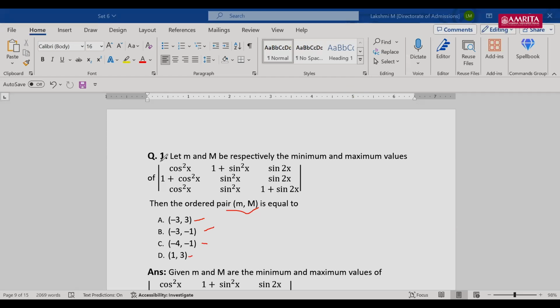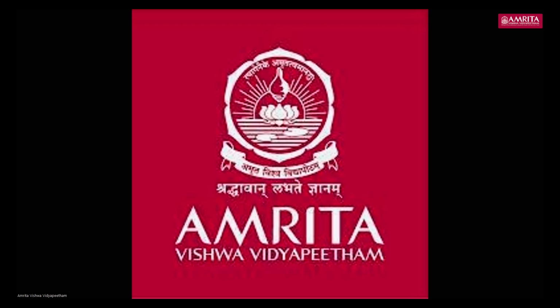I hope everybody has taken down this part: the determinant with rows cos square x, 1 plus sine square x, sine 2x; 1 plus cos square x, sine square x, sine 2x; cos square x, sine square x, 1 plus sine 2x. The options are minus 3, 3; minus 3, minus 1; minus 4, minus 1; 1, 3. This is a very important type of problem that you need to check, because it always comes in the competitive examinations.